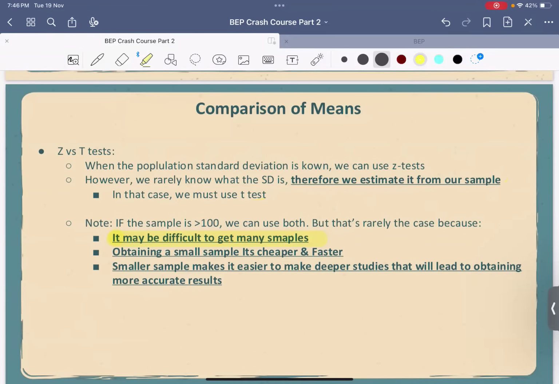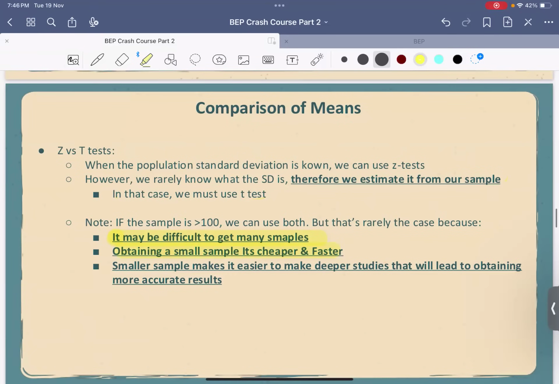The second thing is that obtaining a small sample is cheaper and faster. We're all under budget, and we don't have unlimited budget to do research. And so we usually use smaller sample sizes. We don't use very small sample sizes, but we don't use very big sample sizes either. We use a small sample size, okay?